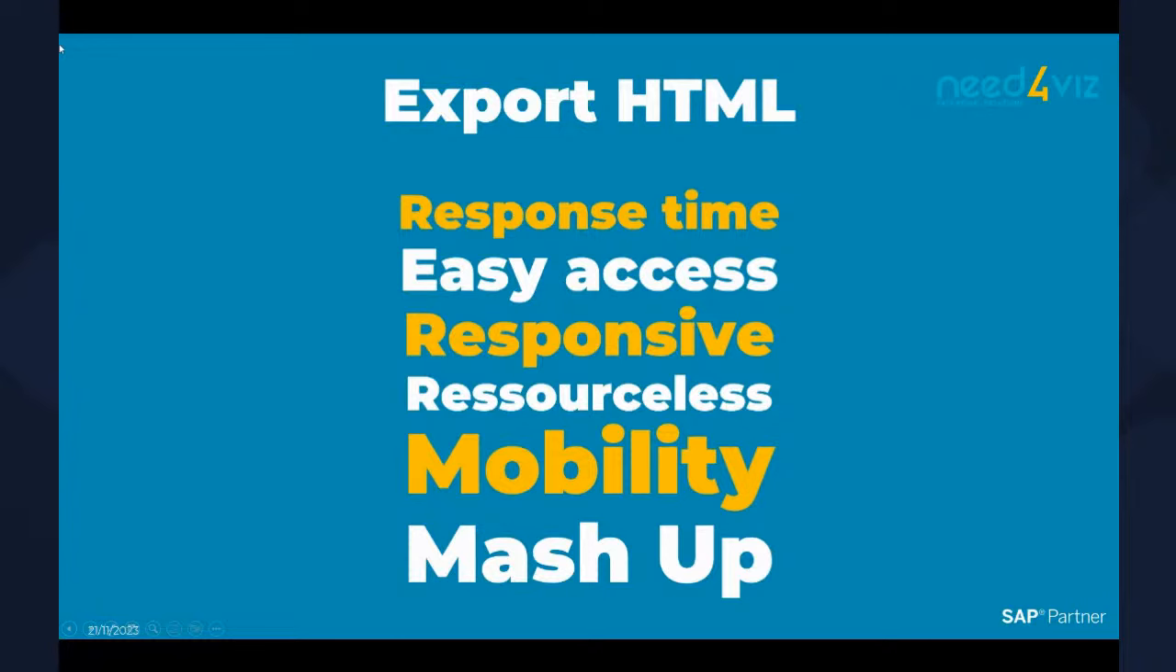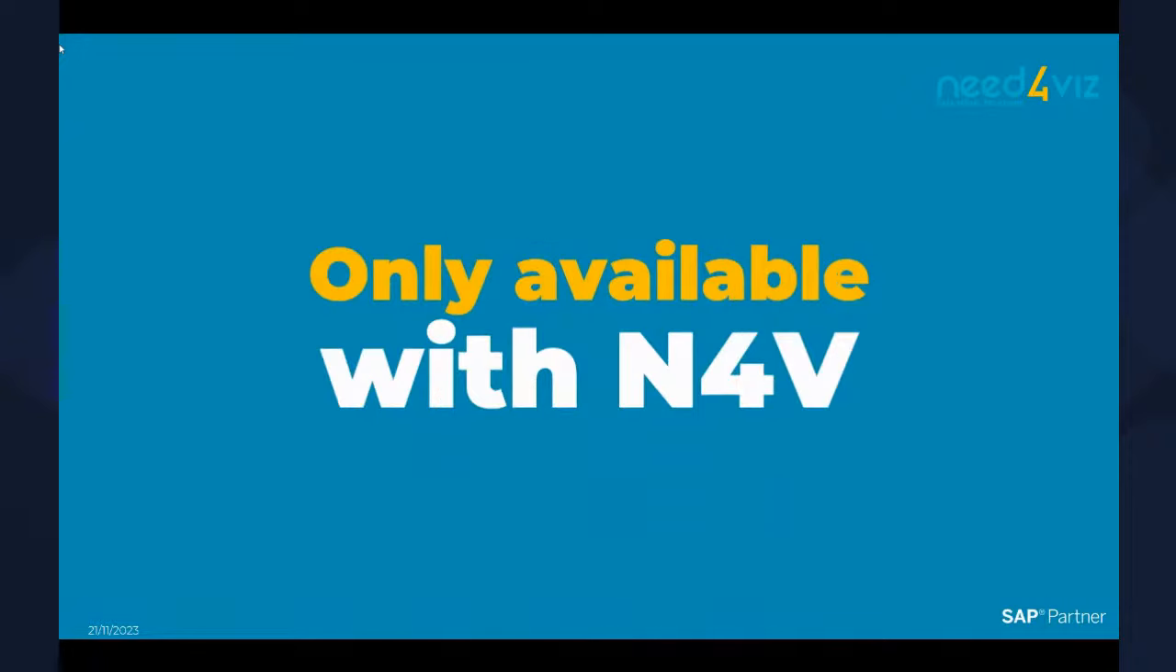And you can use the mashup. So it means that you are able to take some part of the report and aggregate them in the same report. So if you have some data coming from different sources that are not in the same Webi report, with the mashup, you are able to aggregate all in the same report. And what you can see with HTML export is only available with N4V. There is no other product that is able to do the same. So it gives you a lot of capabilities by using the HTML export.